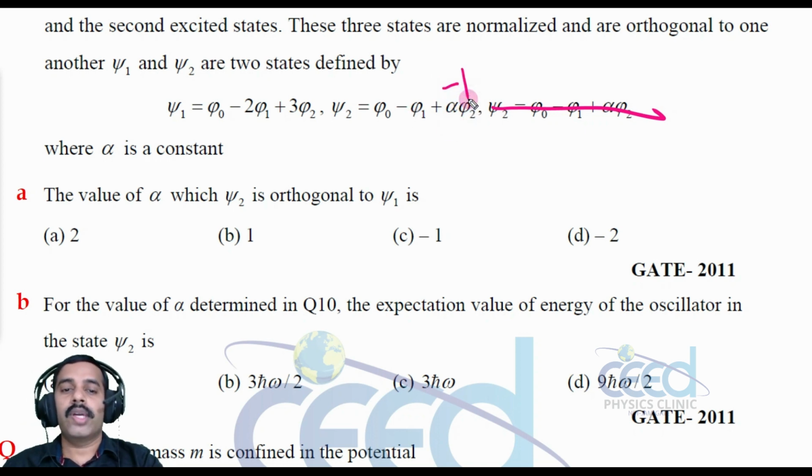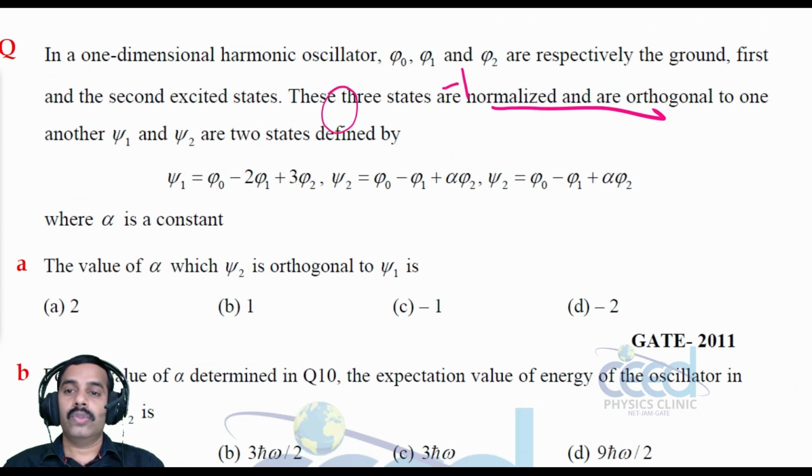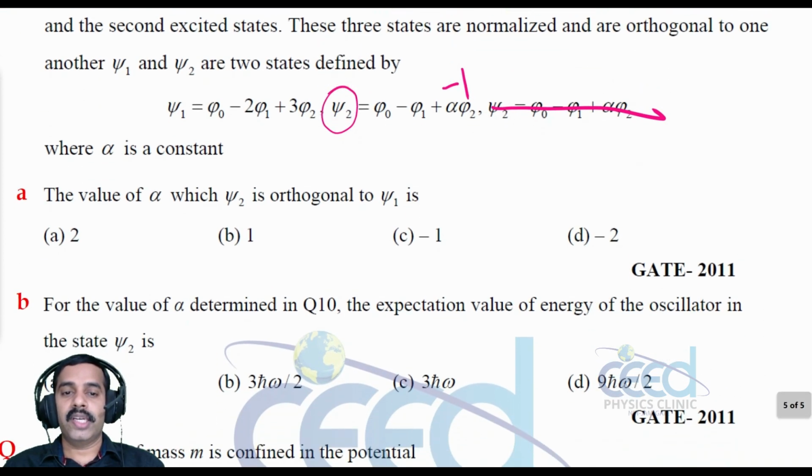This alpha we have solved as minus 1, right? Now we need to find, for this alpha value, the expectation value of energy of the oscillator in the state psi 2. All right, so this is my state psi 2. So what is the expectation value? Energy, that is a one-dimensional harmonic oscillator system, right? So what is the energy eigenvalue? The energy eigenvalue is En is equal to (n plus 1 by 2) into h cross omega.